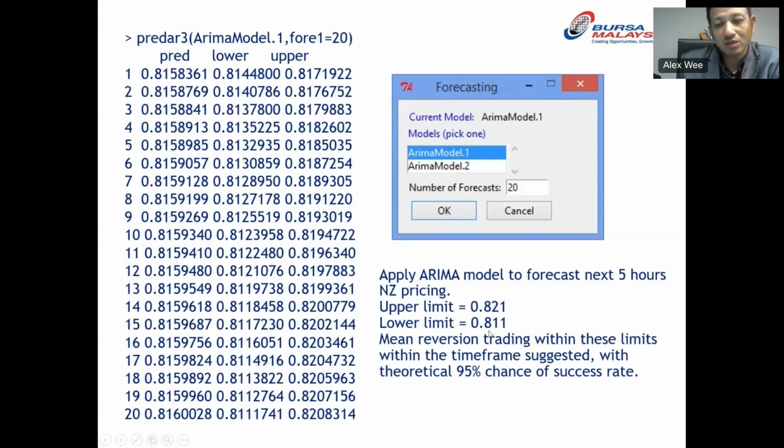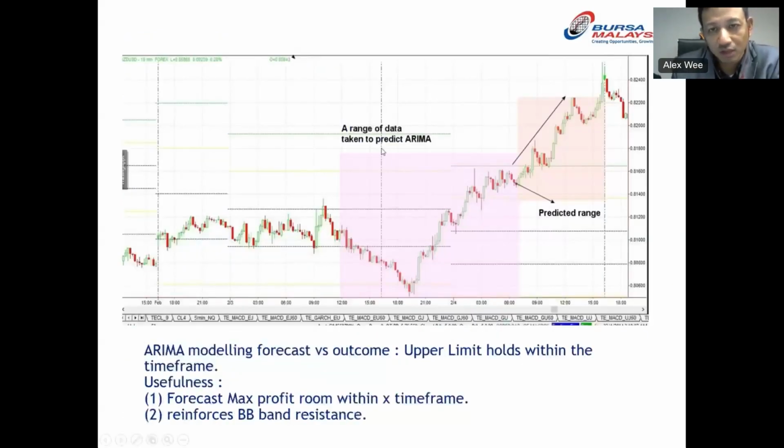And the lower limit is 0.811. That means at that price there is only a 5% chance it will not revert back, because the market is non-trending. So I can use range bound, and I'm confident to long New Zealand dollar versus US dollar at 0.811 because there is a 95% chance I'm going to win. So it's very, very technical and very quantitative.